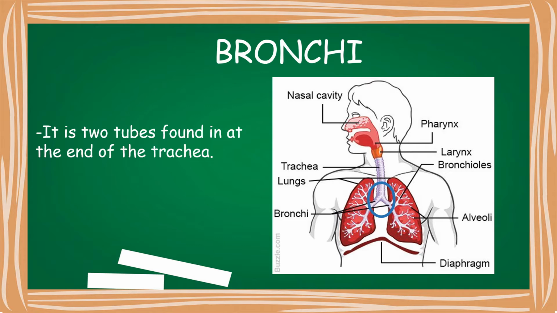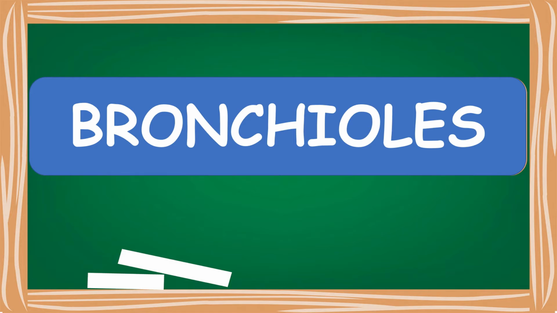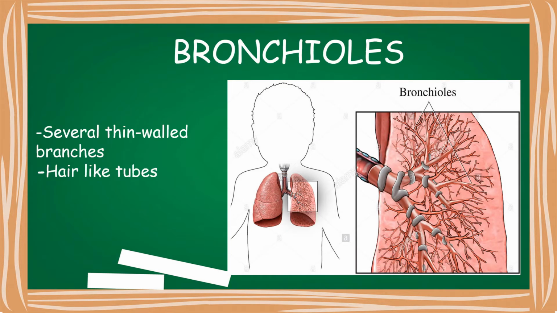After the bronchi, there are smaller tubes inside of our lungs. What do you think are those smaller tubes? Very good. That is what we call bronchioles. What are bronchioles? Bronchioles are several pinhole branches or hair-like tubes inside of our lungs. Those are smaller branches of the bronchi. That is what we call the bronchioles. Those bronchioles are connected to a certain sac. So after the air flows in our bronchioles, those smaller branches, where now does the air flow?